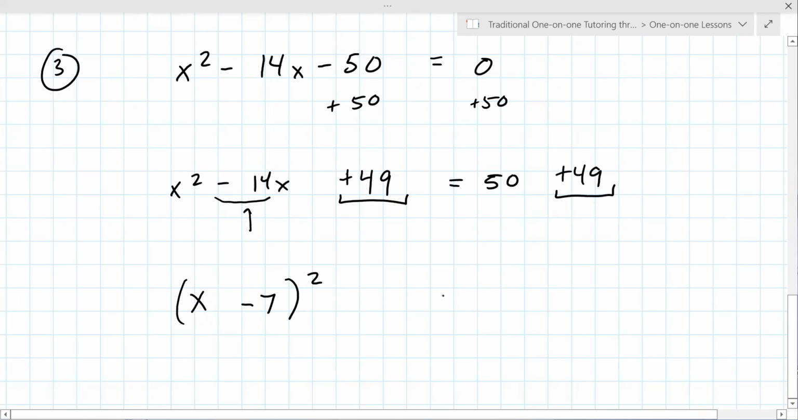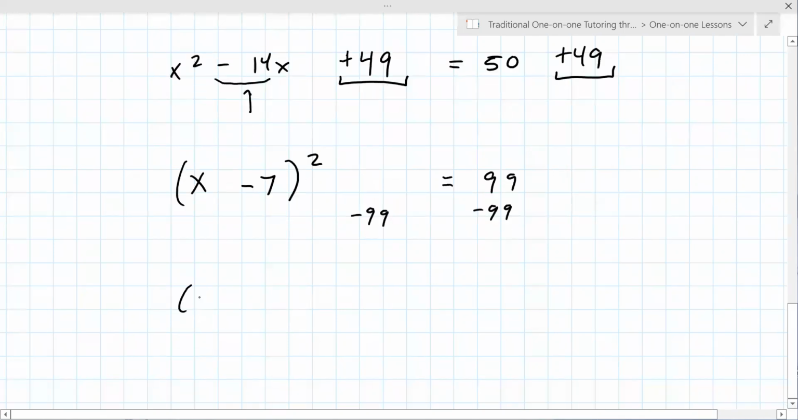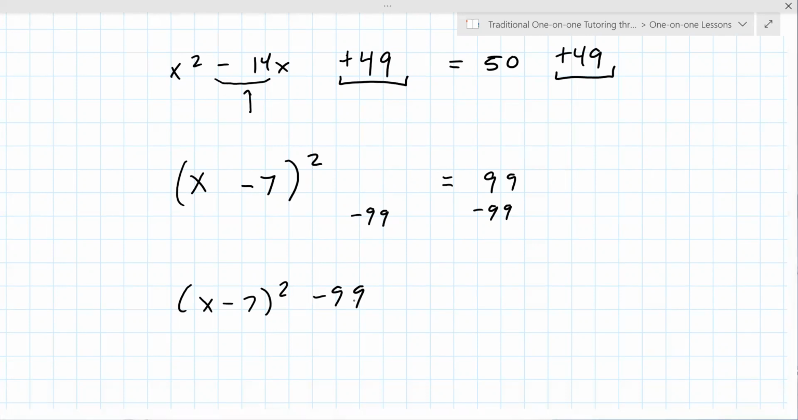Honestly, I kind of get this more than a lot of other things, but I'm going to have to do this a lot to remember it. Yes. And so you add the two numbers on the right, 99, and then you subtract to get it back onto the left-hand side.